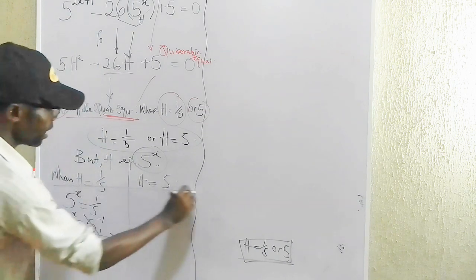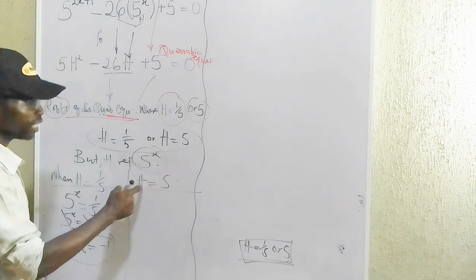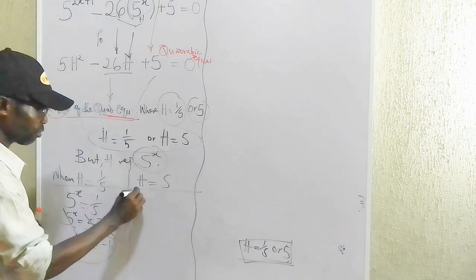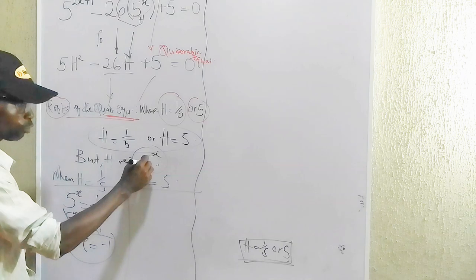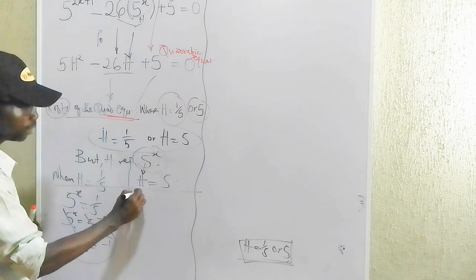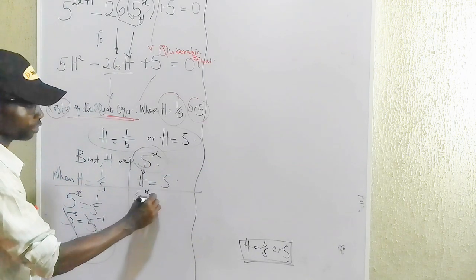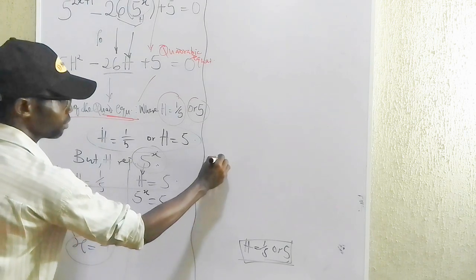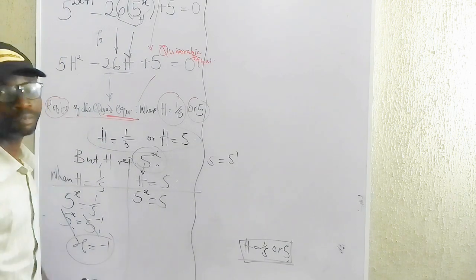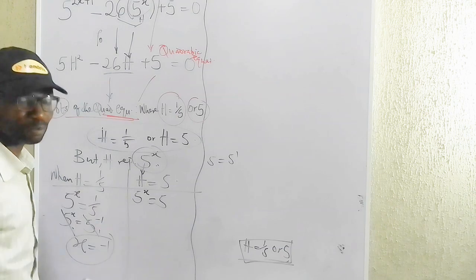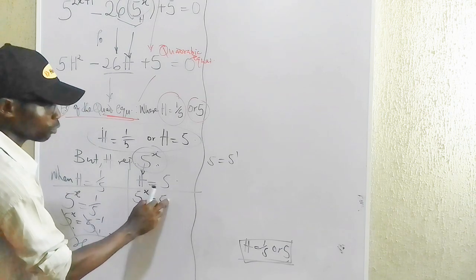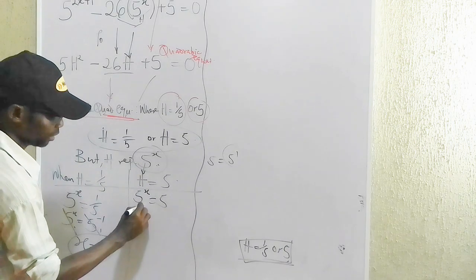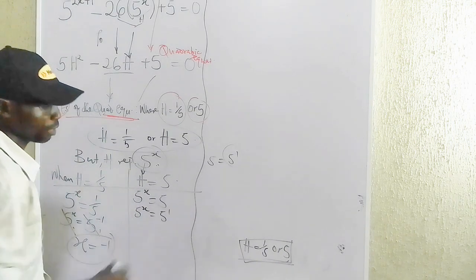Now, when H is actually 5, what's the value of x? Remember H is represented with this, so it's going to be 5 raised to the power of x equals 5. But do you agree with me that 5 is the same thing as 5 raised to the power of 1? Any number raised to the power of 1 is the same number. So this is going to be 5 raised to the power of x equals 5 raised to the power of 1.